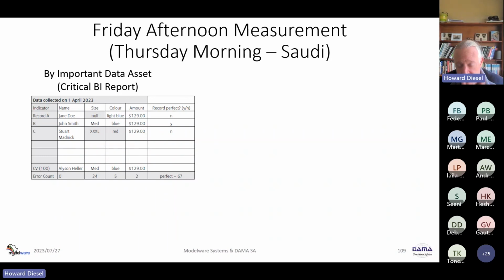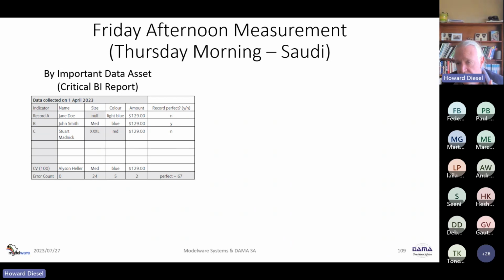And my warning there is that you've got to be careful of following that emotion. You've got to get to some level of metric so you can explain to people that this is the size of the problem. You can't just say we've got a horrible problem.